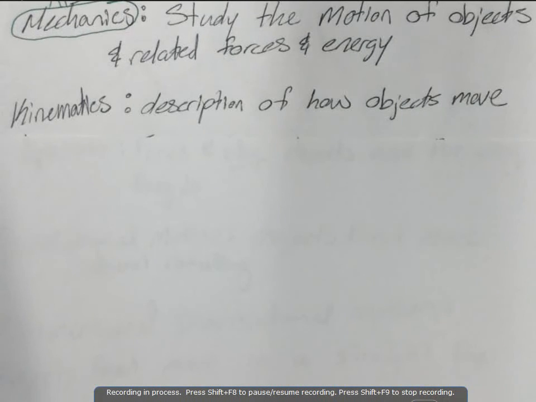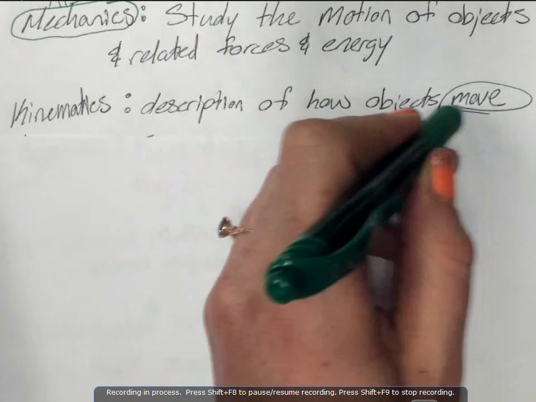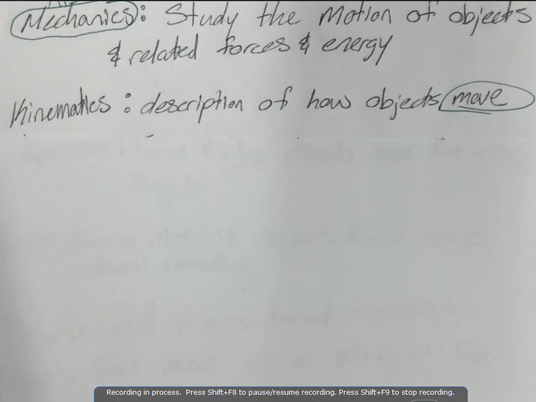In this chapter, Chapter 2 and 3, we're going to be studying kinematics. And kinematics is really just a description of how objects move. The word kinematics actually comes from the old word, I think it's a Greek word, kinema or cinema, and that's really just related to movement. All right, so kinematics is more or less just the study of motion.